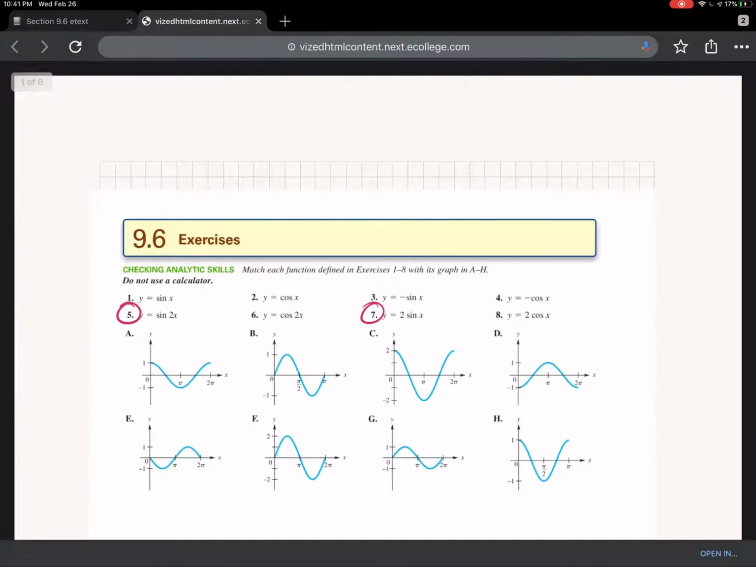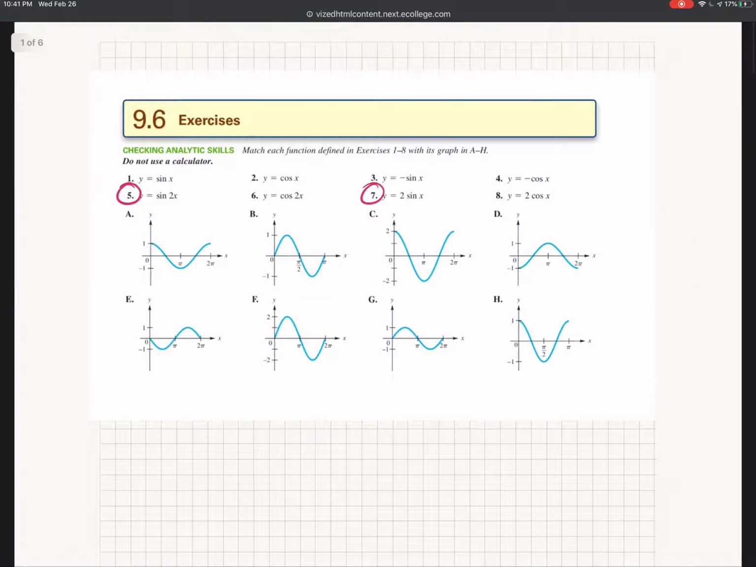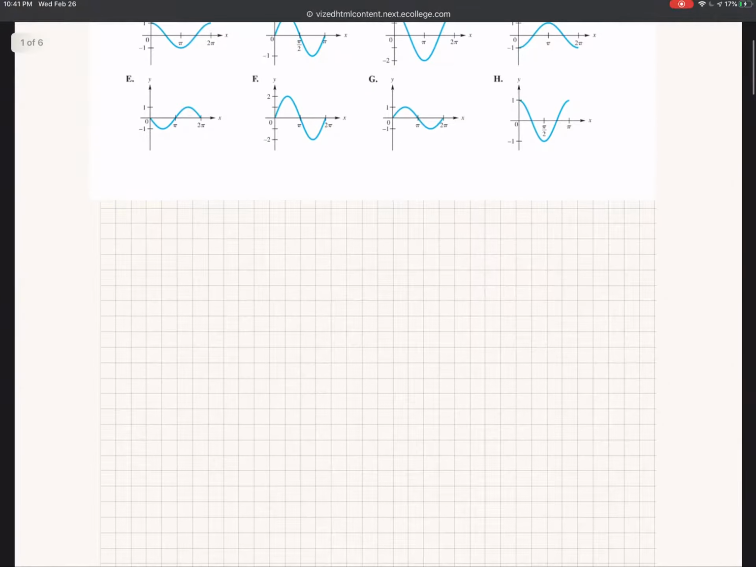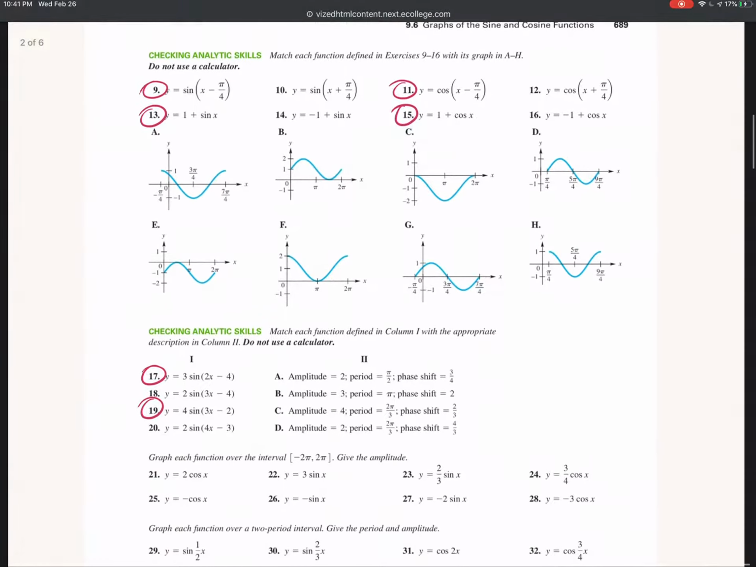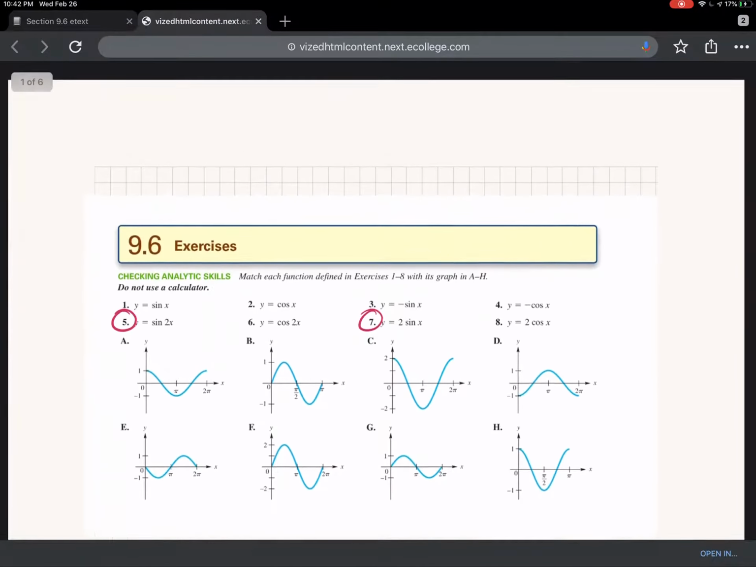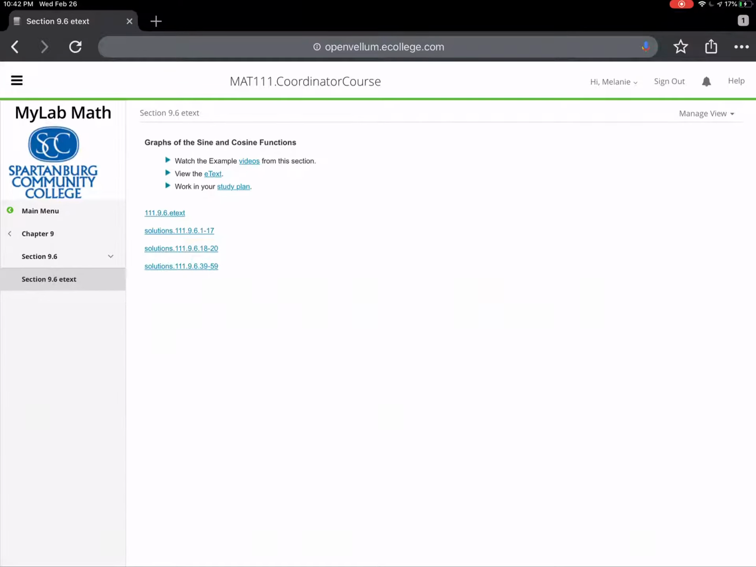Show you what you have here. It'll take a minute to pull it up. This is actually a screenshot of the textbook, and the circled questions are the ones that you should do on paper. Okay, so let me go back.